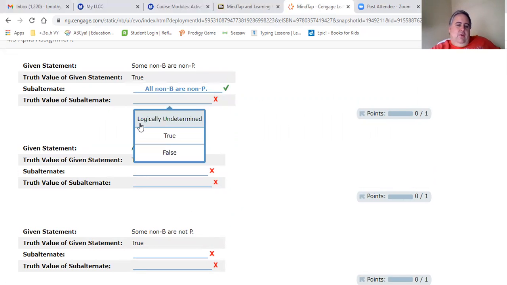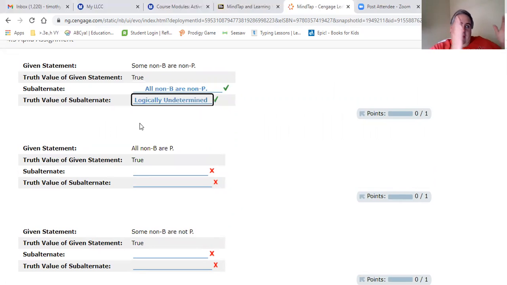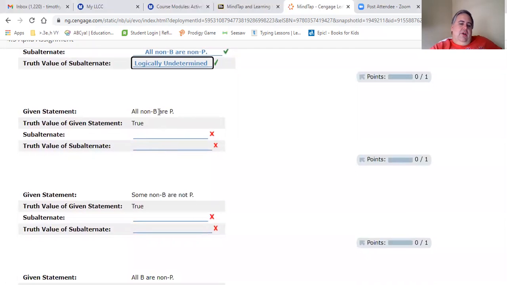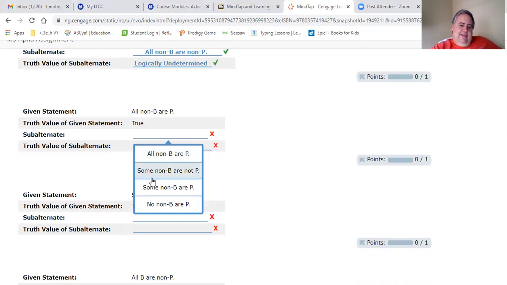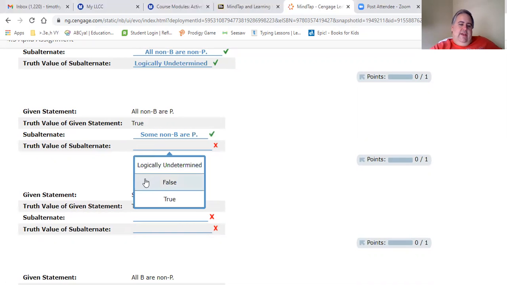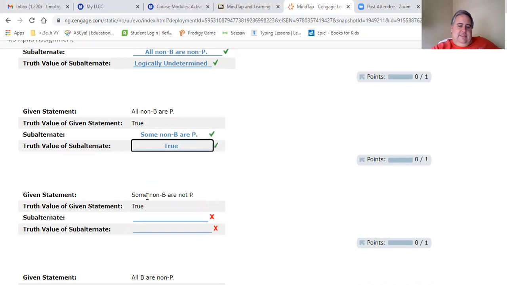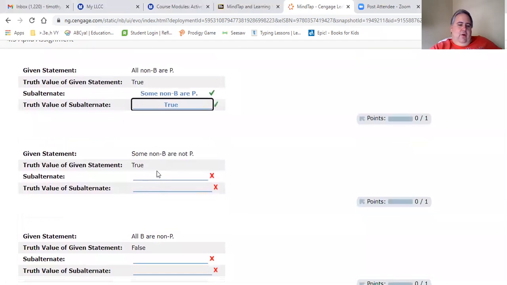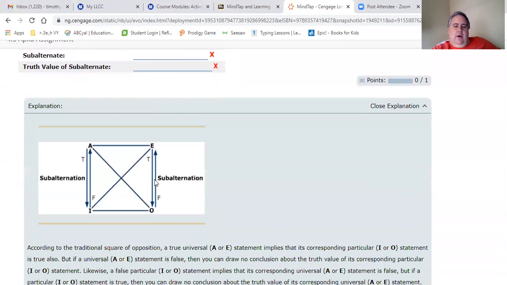So we don't actually know anything from that, because truth can go down, it can't go up. And we know an I statement is below an A statement. All non-S are P, that's true. We're going to go down to an I statement, so some non-S are P. We know truth goes down, so we know we can logically conclude that that's a true statement. And we can go from non-S up, falsity goes up, truth goes down, so you can figure that out on your own.